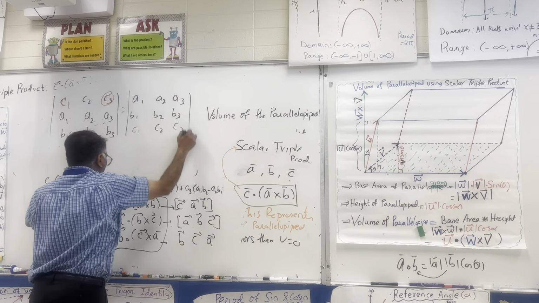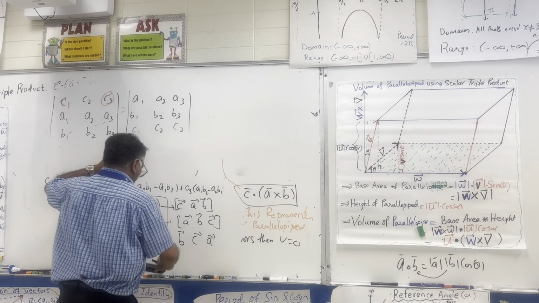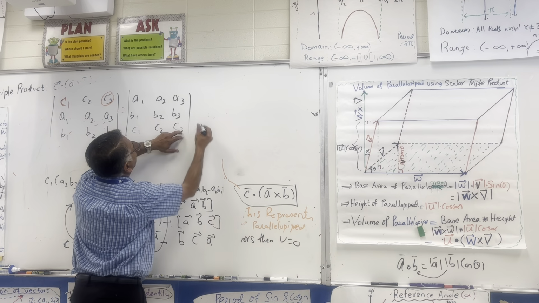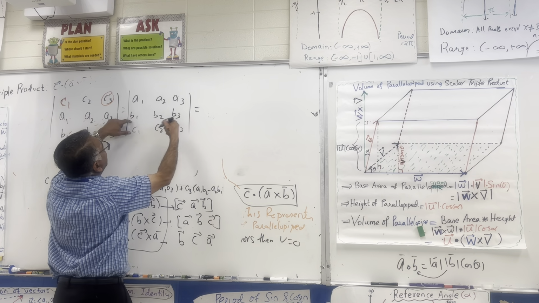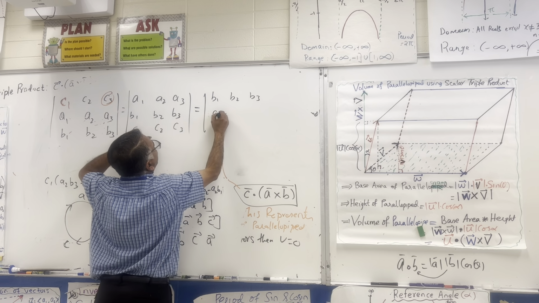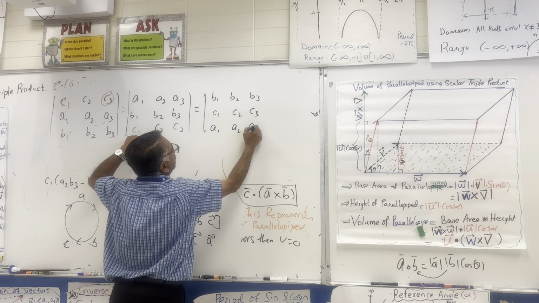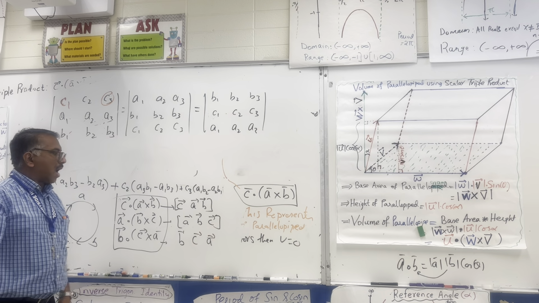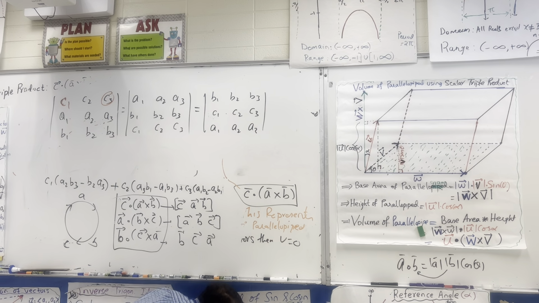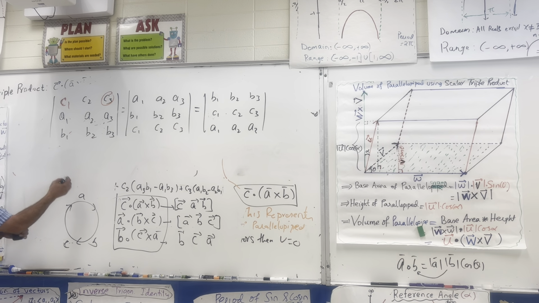Or it is also the same as, I can bring B up here: B1, B2, B3, and then C1, C2, C3, and then A1, A2, A3. You get the same answer. You can take an example. So if you feel that you want to check why it is true, you can always check.